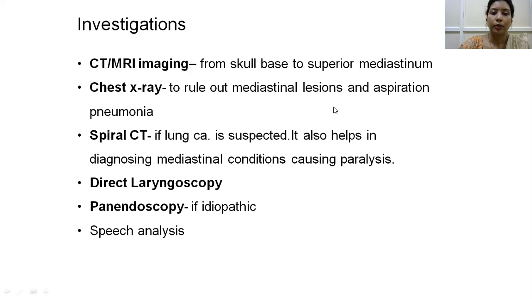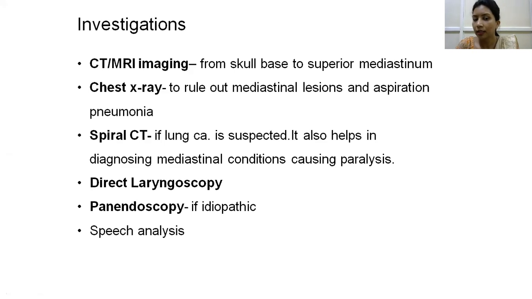So we have to rule out aspiration pneumonia. You do a spiral CT of the lung. It also helps in diagnosing mediastinal conditions causing paralysis. Then we do a direct laryngoscopy, a pan endoscopy, and speech analysis.